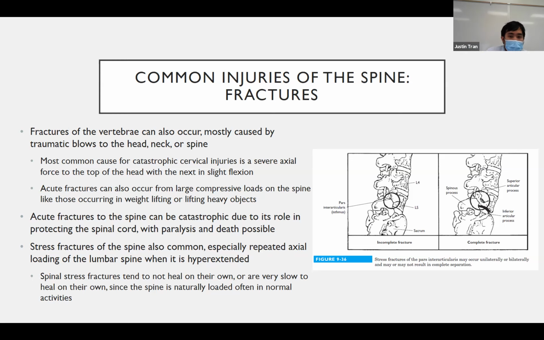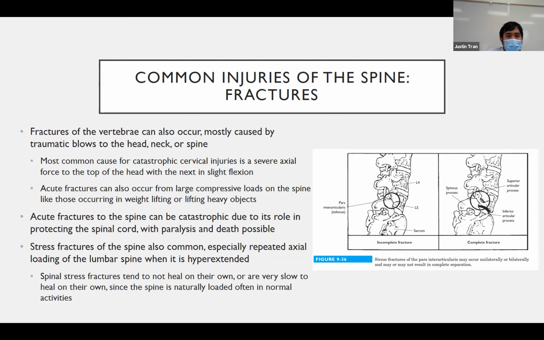And any kind of fracture to your spine can be catastrophic, because remember, one of the main responsibilities of your spine is to protect the spinal cord. And so if you injure the spinal cord, that goes to your whole body. Any significant injury will almost certainly cause paralysis, or even, in extreme cases, death as well. Because if your brain can't communicate to all the vital organs in your body, then that can be fatal. And so stress fractures are also common.